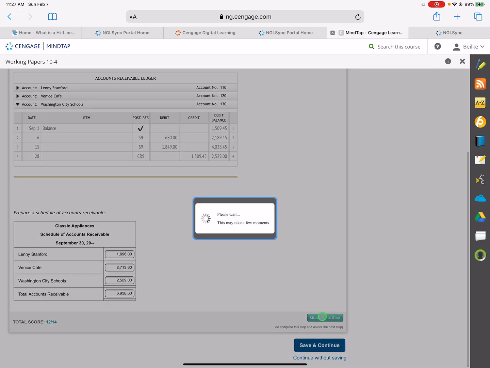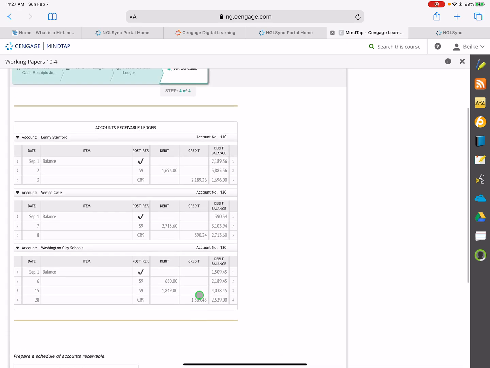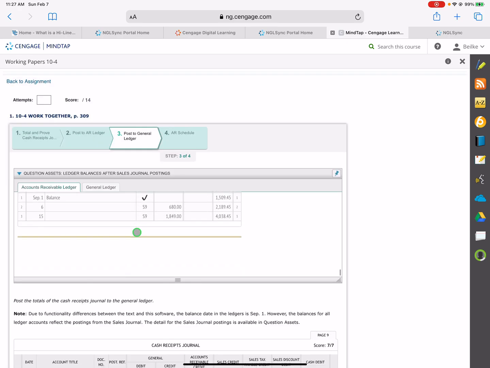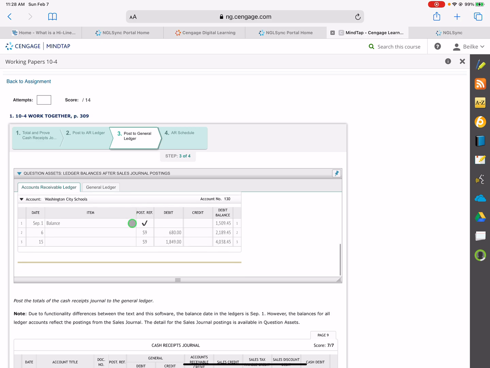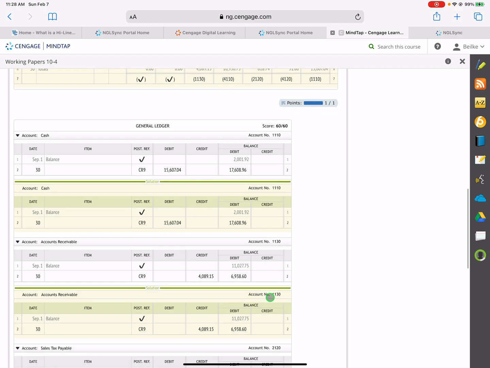And as long as I plugged in the numbers, they should be correct. Remember, this accounts receivable, $6,938.60, should be the same number we get in our accounts receivable account right there, because this is our controlling account for it.